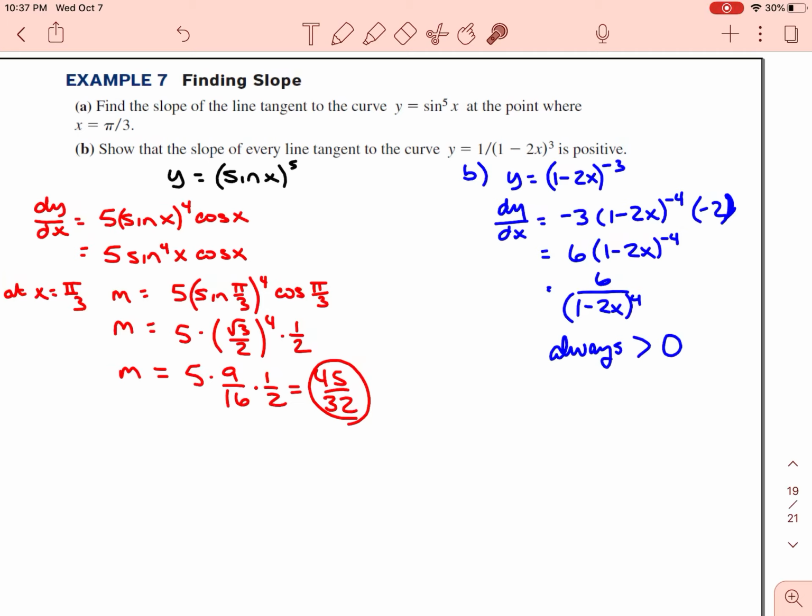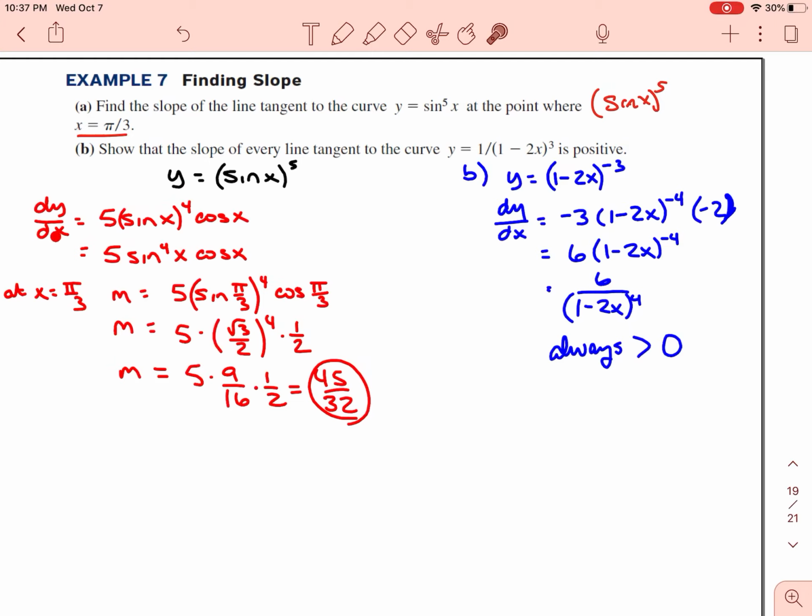Now we're going to be looking at trying to find some slopes. Find the slope of the line tangent to the curve y equals the fifth power of sine of x, or sine of x to the fifth, in parentheses, at the point where x equals pi over 3.